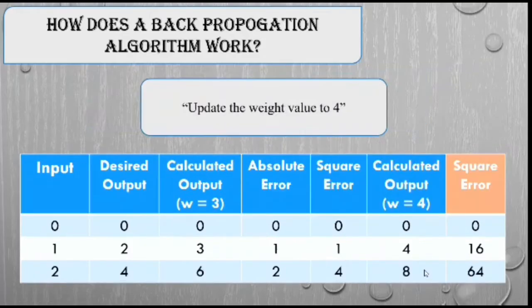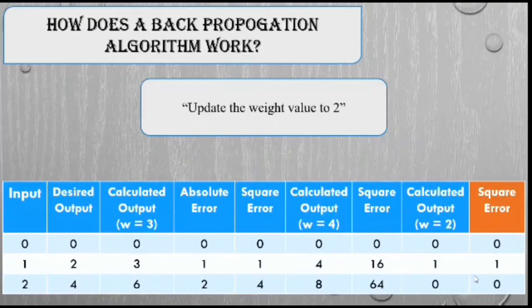Next, instead of 3, we will update the weight to 4, that is W equals 4. Now the outputs came to be 0 for the first input 0, 4 for the second input 1, and 8 for the third input 2. So when we square this out, we get 0, 16 and 64, which is very large. So now what shall we do is, instead of increasing the weight, we will actually decrease the weight.